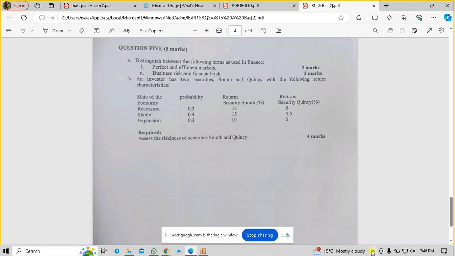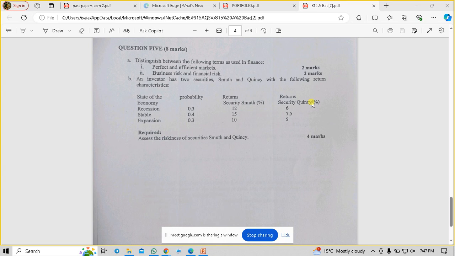So I was telling you about assessing the riskiness. What you're going to do is calculate the coefficient of variation. Of course, for you to calculate it, you must have the standard deviation and expected return. So you calculate the expected return and standard deviation for Smooth and for Quincy, then using the formula, you make a conclusion.